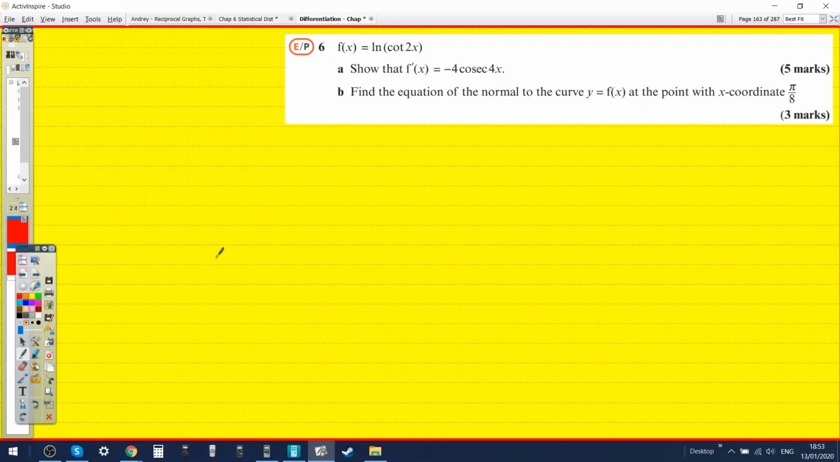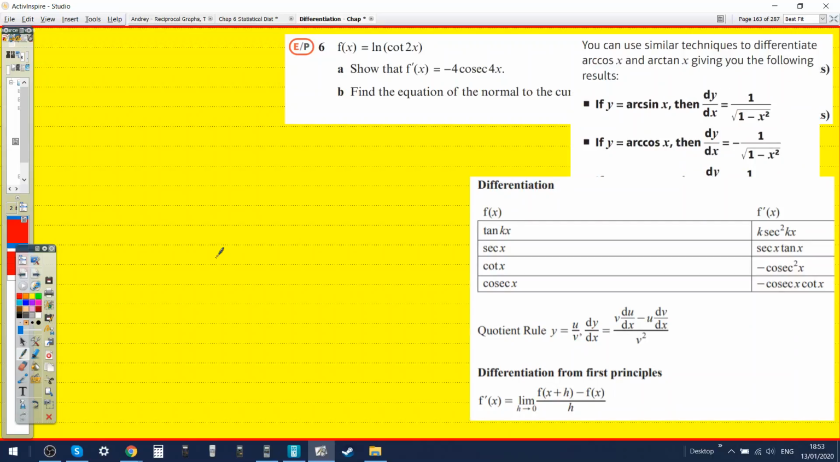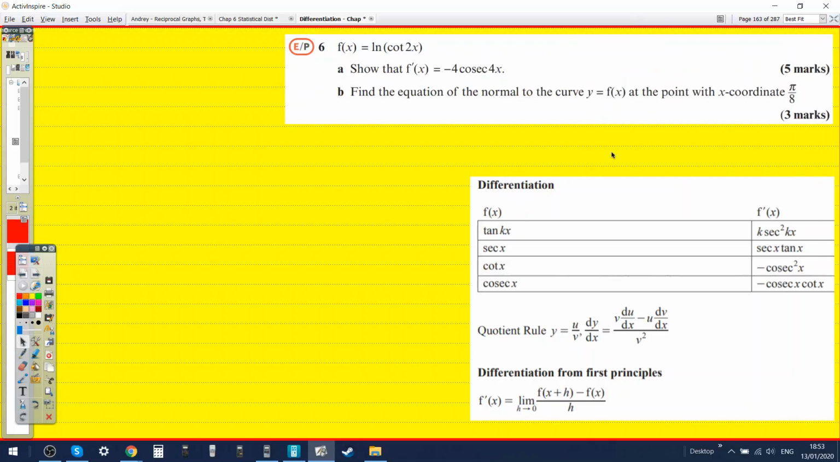So f of x equals ln cot 2x. Show that f dash of x is equal to minus 4 cosec 4x. And that's f dash of x. So that's the differentiation of that.